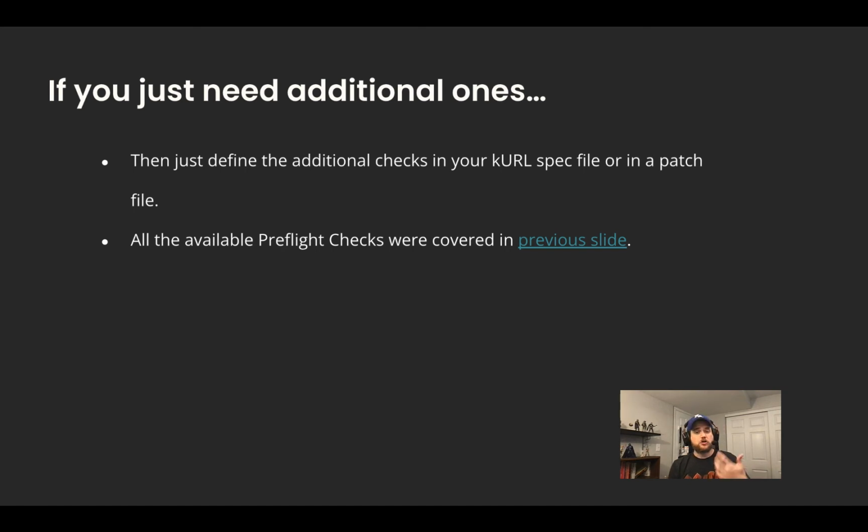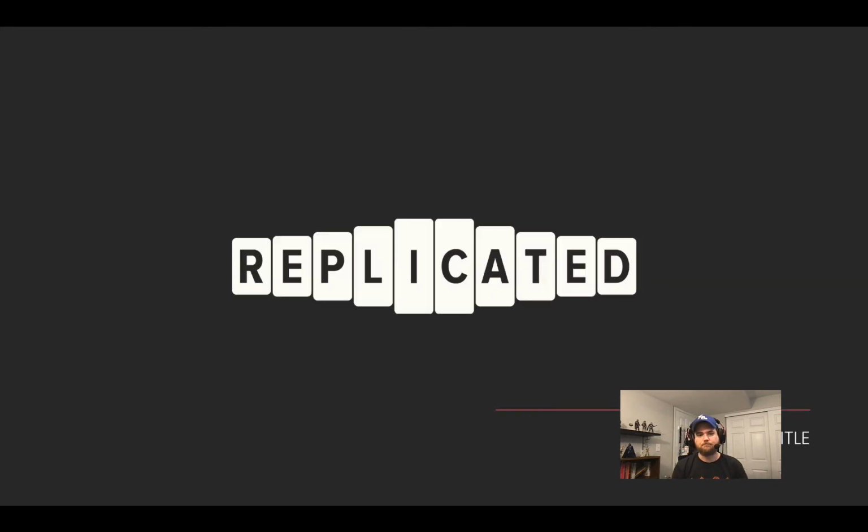If you just run additional ones, then you kind of get it, right? It's pretty easy then. All you need to do is specify all the other ones you want to run as well. So either in your kURL spec or in the patch file, simply define the additional ones you want to run, and then they'll be run alongside the default ones.